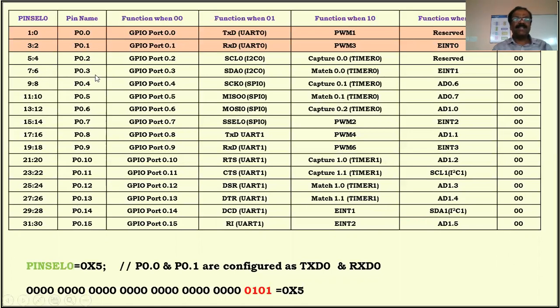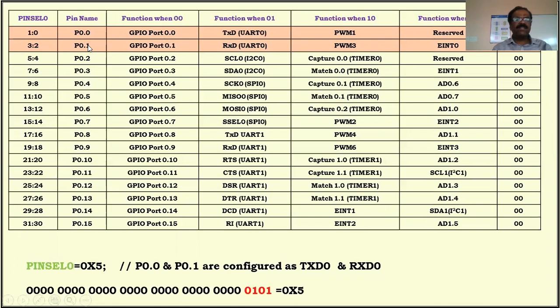Now, in this case, I'm going to use P0.0 and P0.1. We can use this pin for four different purposes. That's why we require 2 bits. We can have 4 combinations: 00, 01, 10, 11. 00 means we can configure P0.0 as a GPIO. If it is 01, transmit data line. If it is 10, pulse width modulation. If it is 11, reserved.